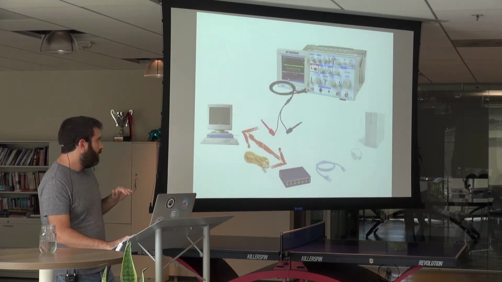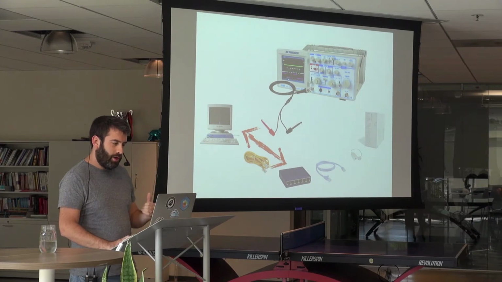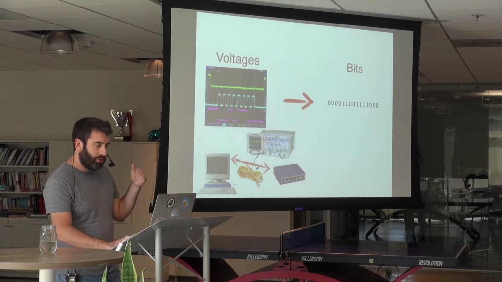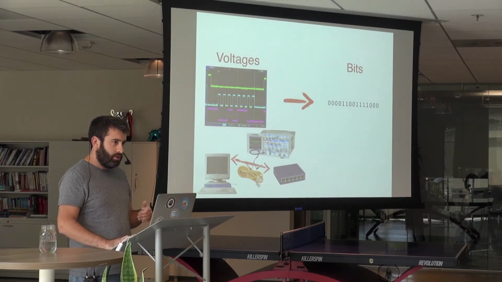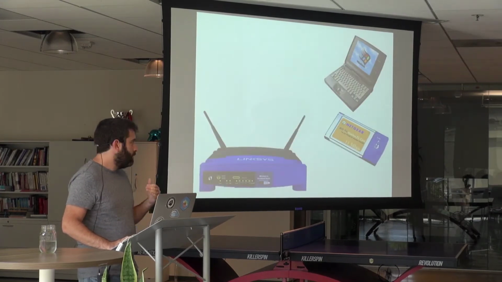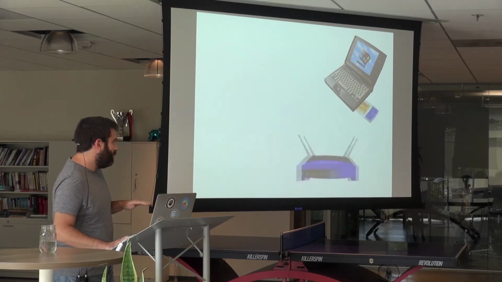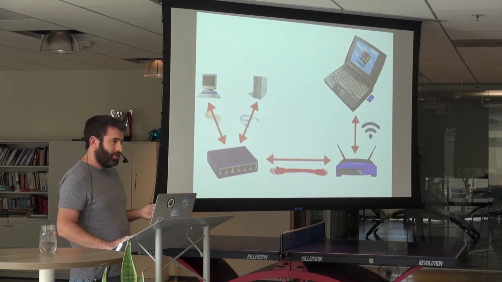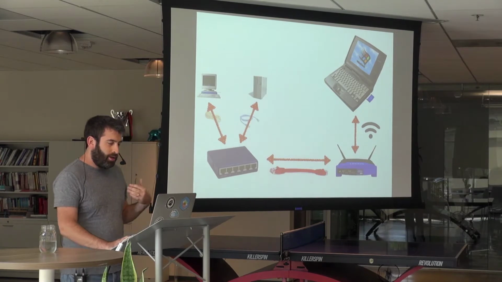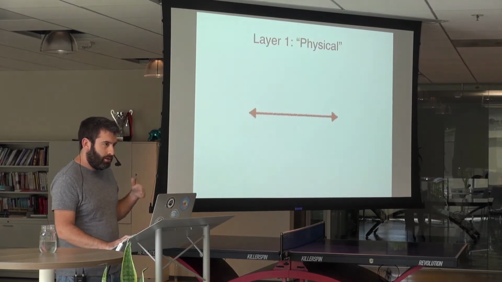So if you were to measure the voltage on one of these wires going between the computer and the networking hub, you'd see that over time the voltages go up and down, and that was encoding digital bits, right? And then if you were to plug in another computer that you've upgraded, now you have wireless, and you plug that into your network, now you have a couple more physical links. And so this is the physical layer of the network. This is layer 1.